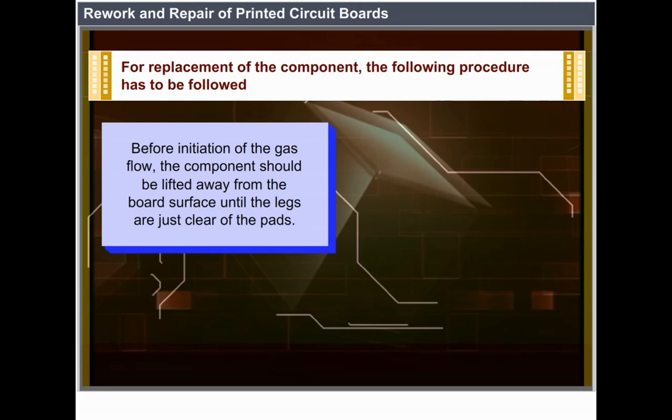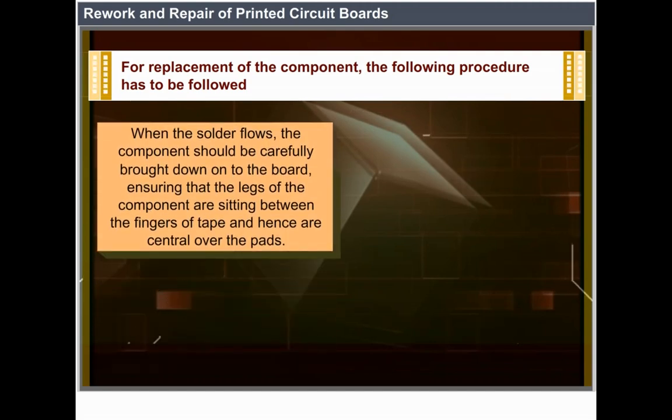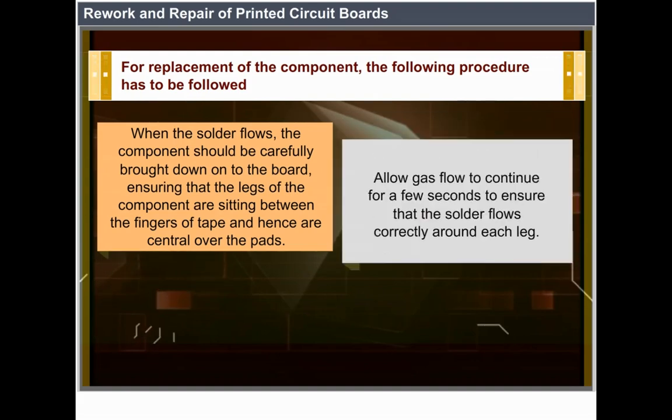Before gas flow is initiated, the component should be lifted away from the board surface until the legs are cleared from the pads. The gas flow should then be applied. The gas will heat up the legs and the solder on the pads. When the solder flows, the component should be carefully brought down onto the board, ensuring that the legs of the component are sitting between the fingers of tape and hence are central over the pads.